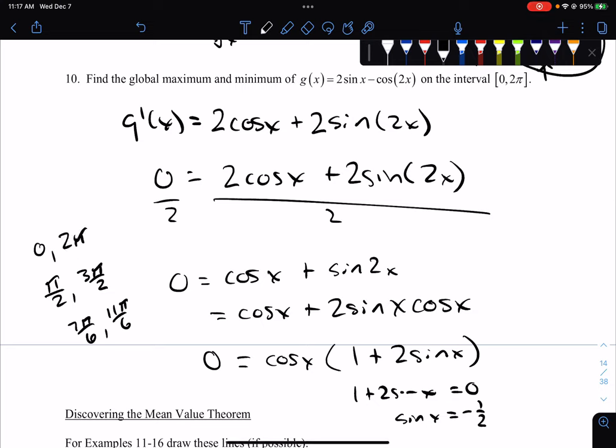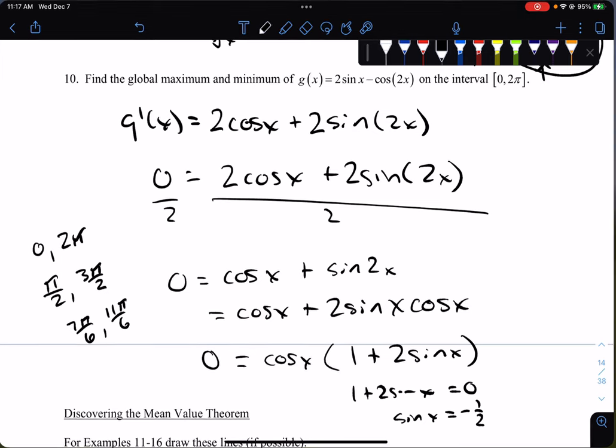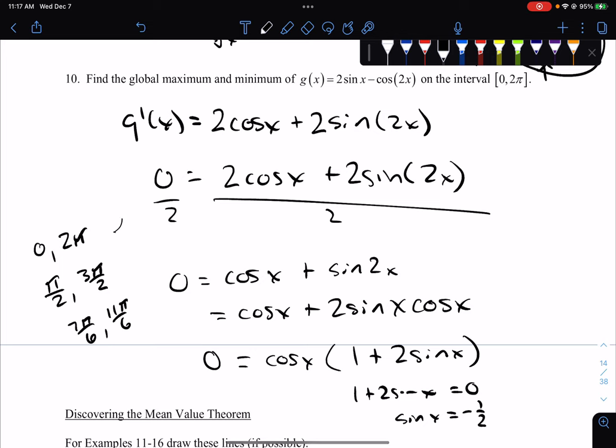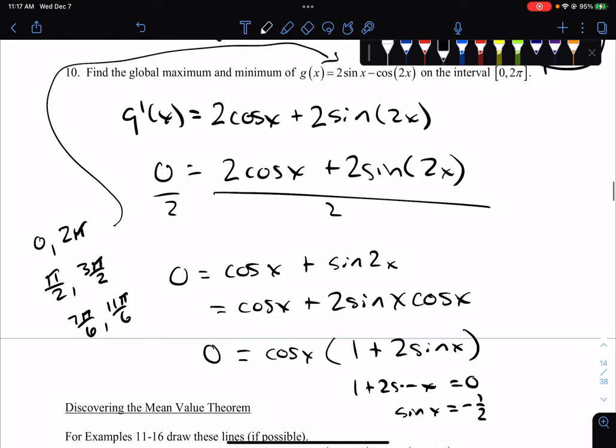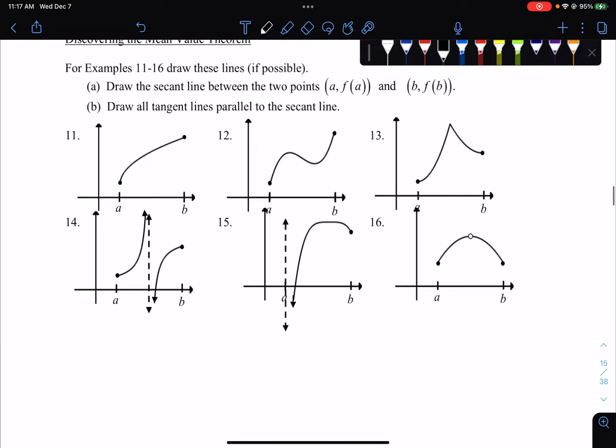So all you need to do is plug all of these values into G and figure out which one is the biggest and which one is the smallest. We're not going to take the time to do that. You can plug that in your calculator, pick the biggest, pick the smallest, and move on.